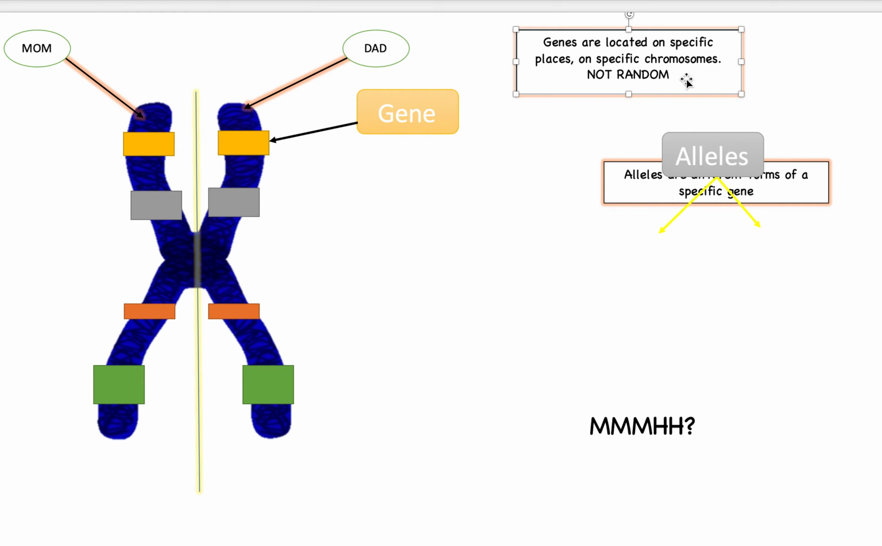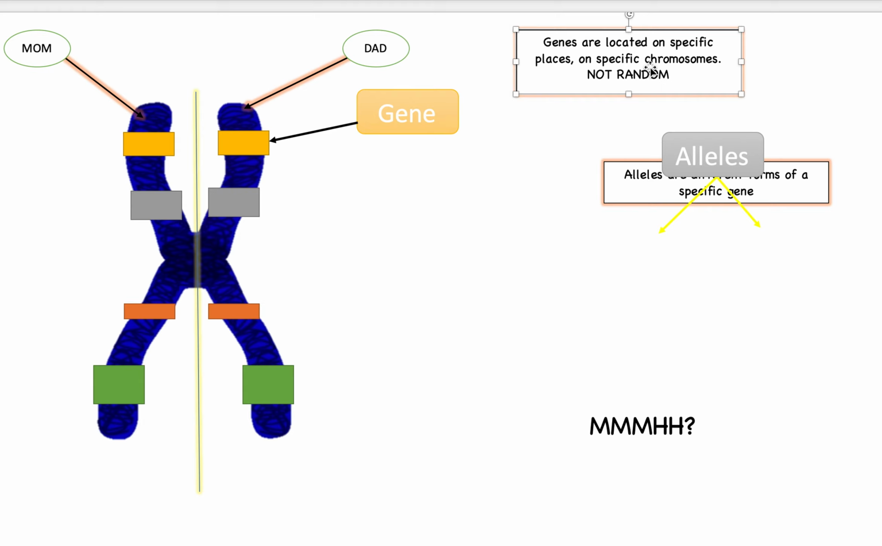So what do I mean by this? Let's use you and me. Let's say we look at both of our chromosome 1s. Both of our chromosome 1s will have the exact same genes on them. So on your chromosome 1, on the first row, you will have height. On my chromosome 1, the first row, I will also have height. On your chromosome 1, row 2, you will have hair color. I will also have hair color.